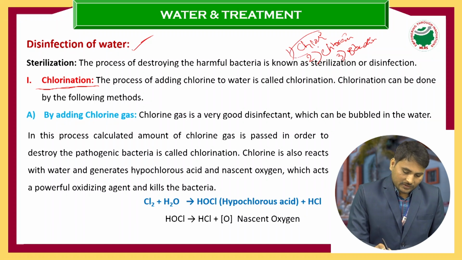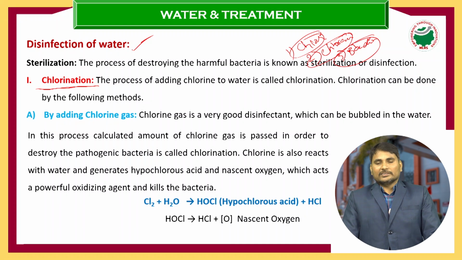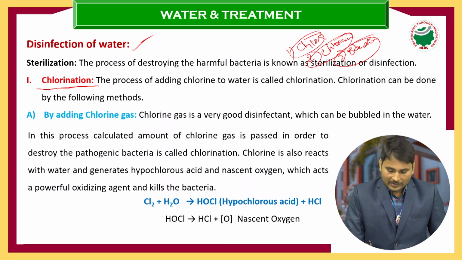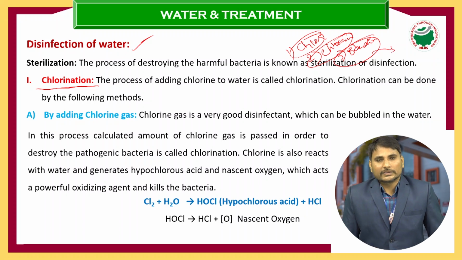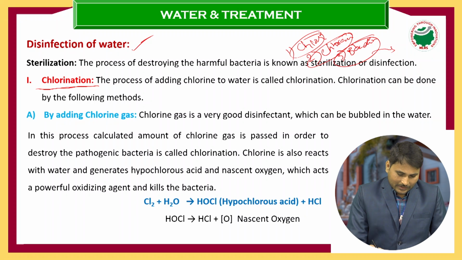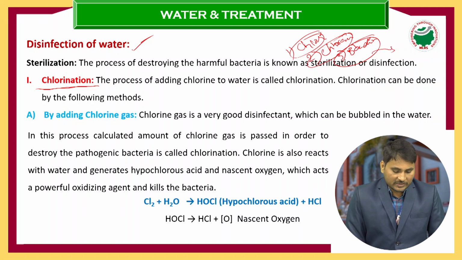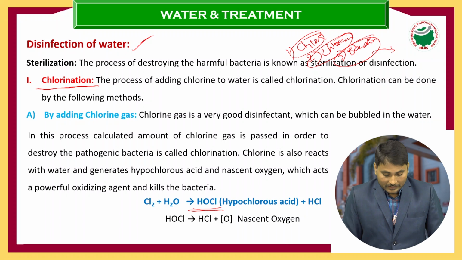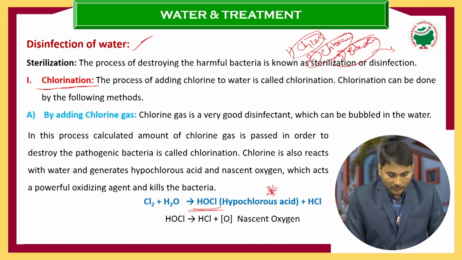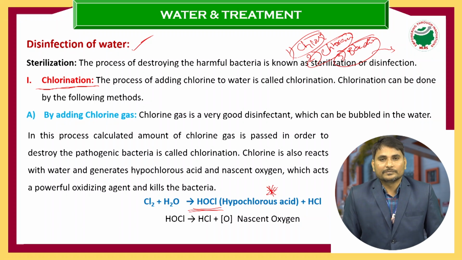In chlorination, chloramine, and bleaching powder, chlorine is the main agent present. This chlorine reacts with water, and in all three we get HOCl, that is hypochlorous acid. This hypochlorous acid is responsible for killing the pathogenic bacteria. It is a disinfecting agent. Hypochlorous acid, HOCl, is a disinfectant agent that kills the bacteria.